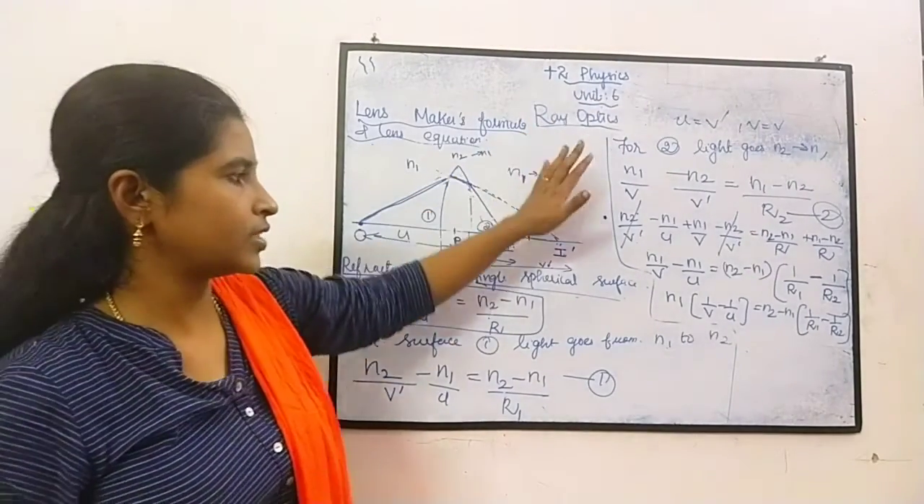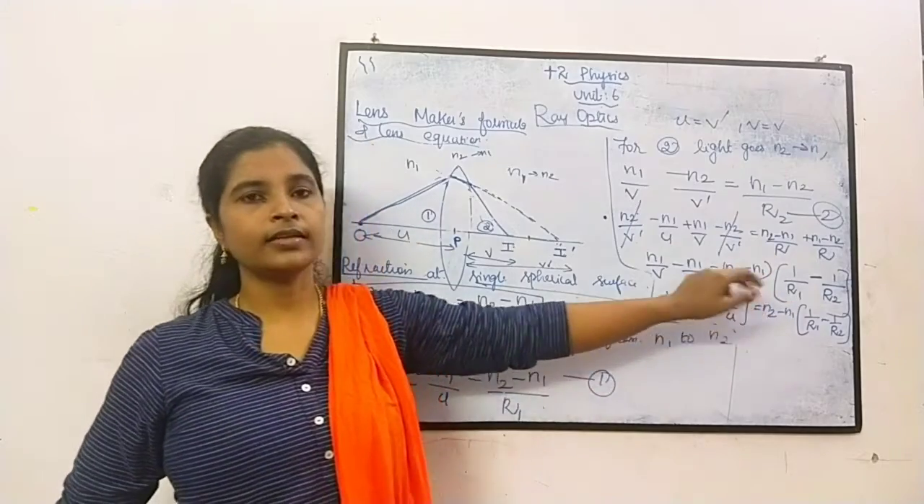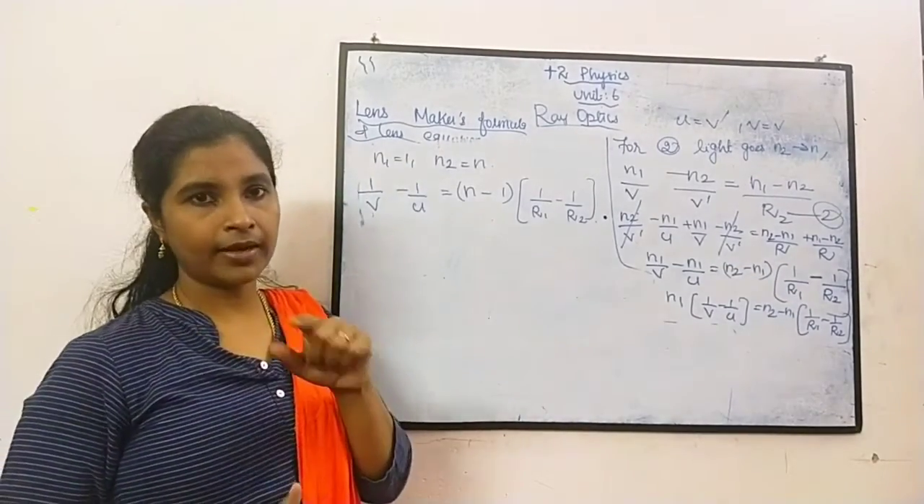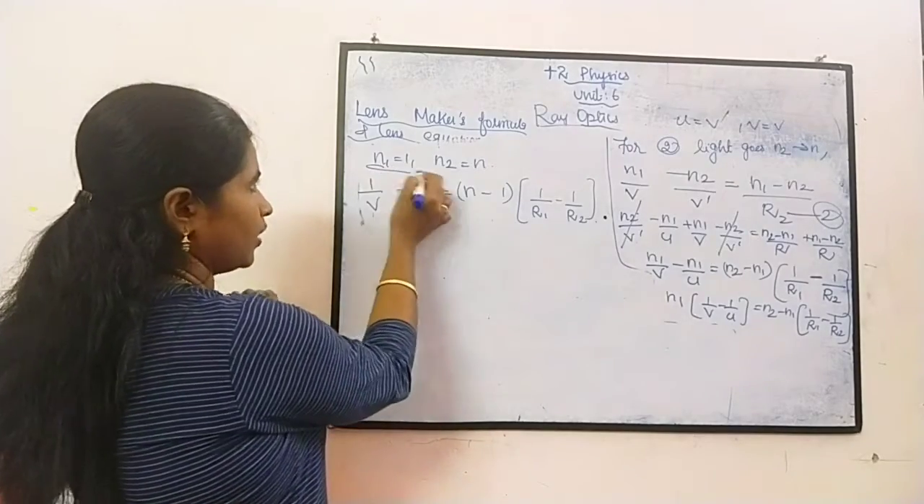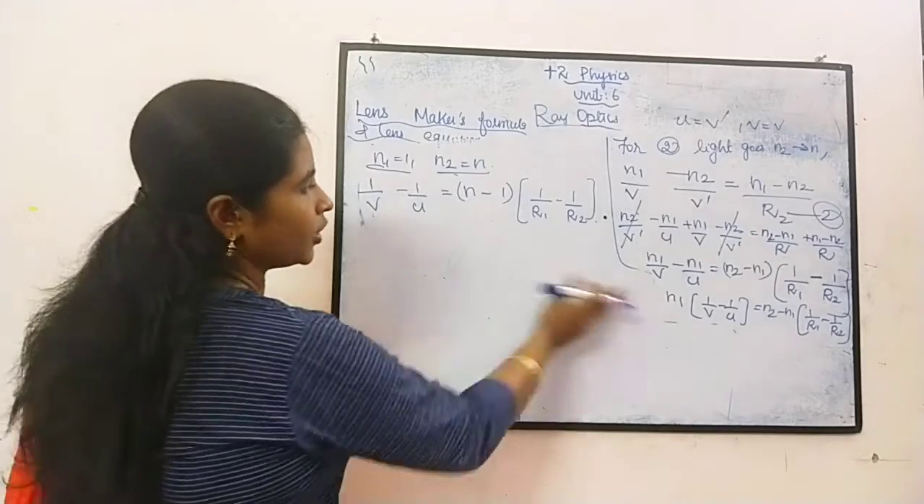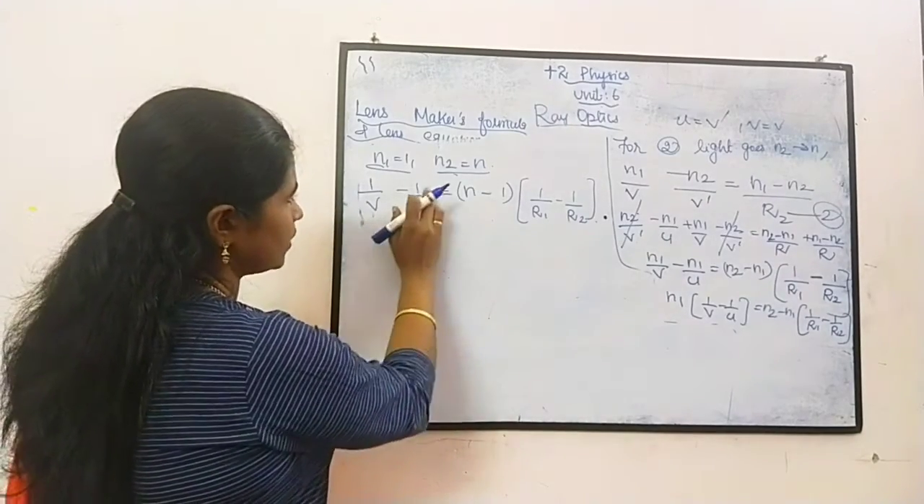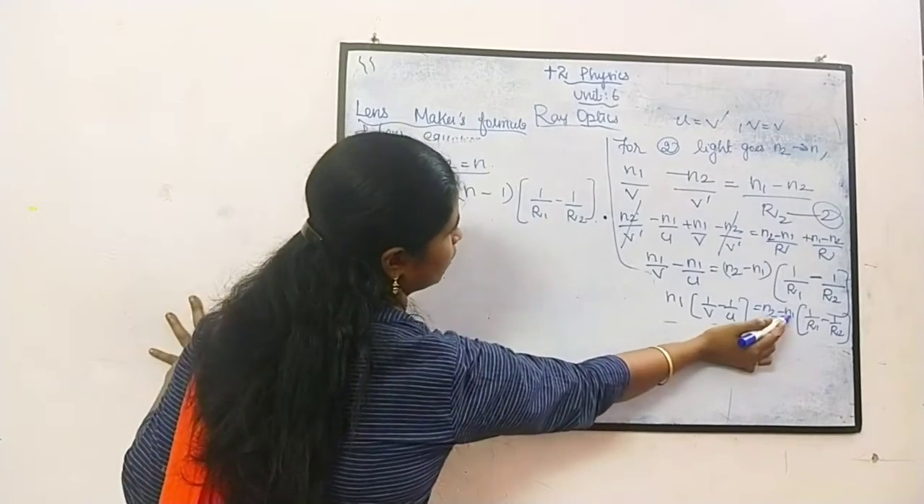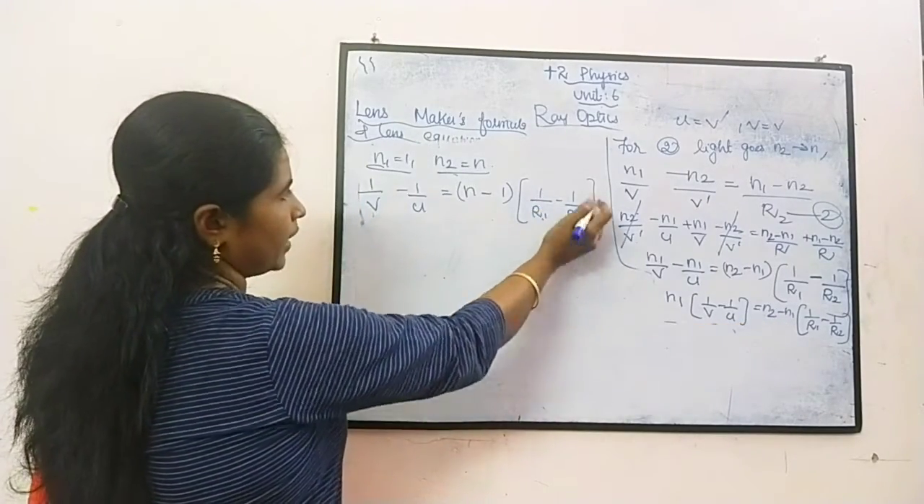Substitute in this equation, add it and you will get this equation. So we know that the first medium is the air medium. The refractive index of air is 1 and we can take the second medium's refractive index as simply n. Substituting here we get 1 by v minus 1 by u equal to n minus 1 into 1 by r1 minus 1 by r2.